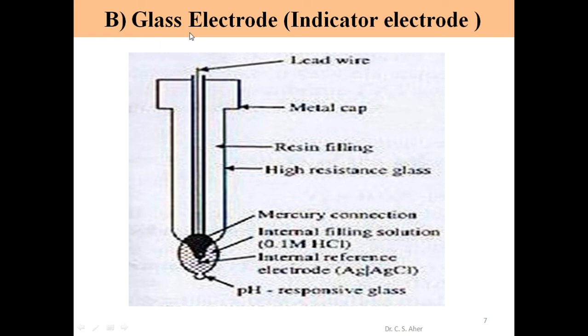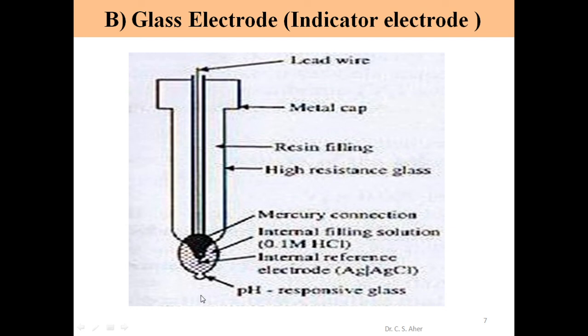Second type, which is very important, is the glass electrode. This is the actual working electrode. It is known as an indicator electrode. It is a working electrode to determine the pH of a solution, so it is also known as the indicator electrode. So what is the diagram? This is the diagram, and different parts are there.